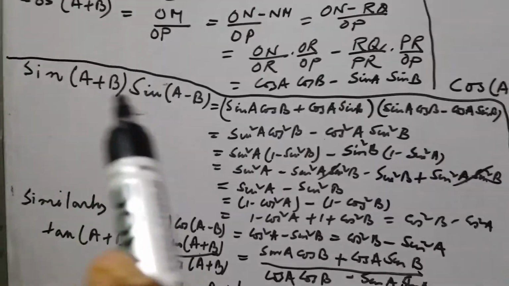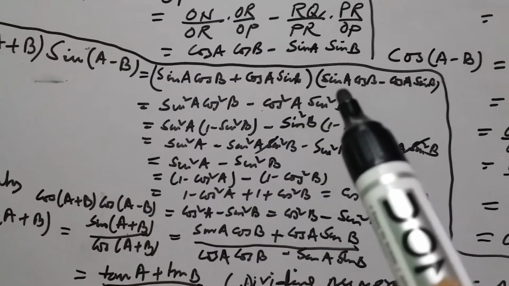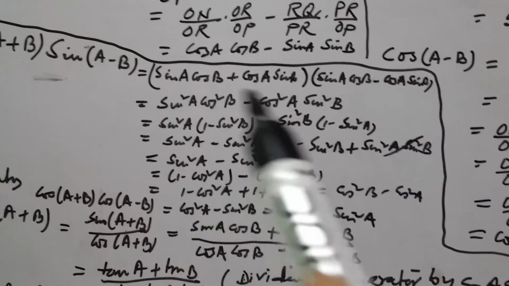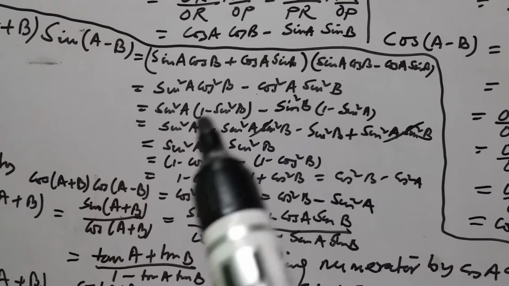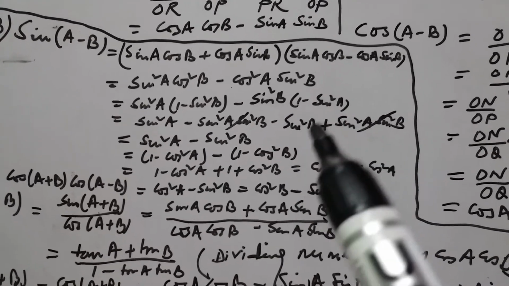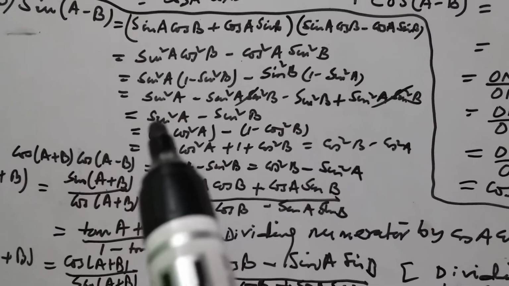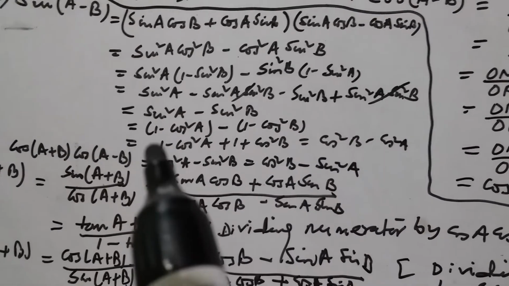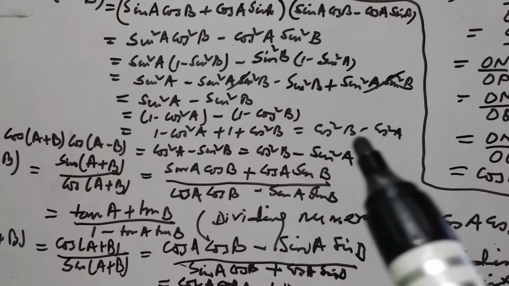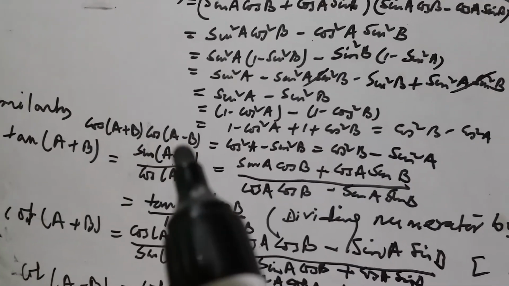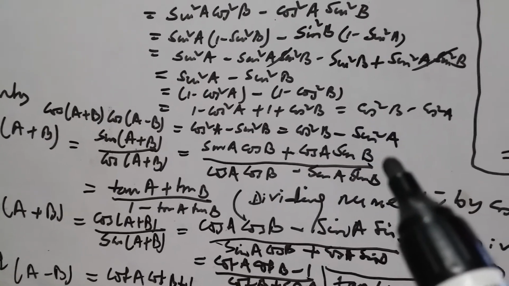Now sin(A+B) into sin(A-B): put the formula (sin A cos B + cos A sin B)(sin A cos B - cos A sin B), then (A+B) whole square, sin square A cos square B minus cos square A sin square B. Then putting cos square B equal to 1 minus sin square B, and cos square A equal to 1 minus sin square A, cutting, you get sin square A minus sin square B, or cos square B minus cos square A. Similarly cos(A+B) cos(A-B) is equal to cos square A minus sin square B, or cos square B minus sin square A.